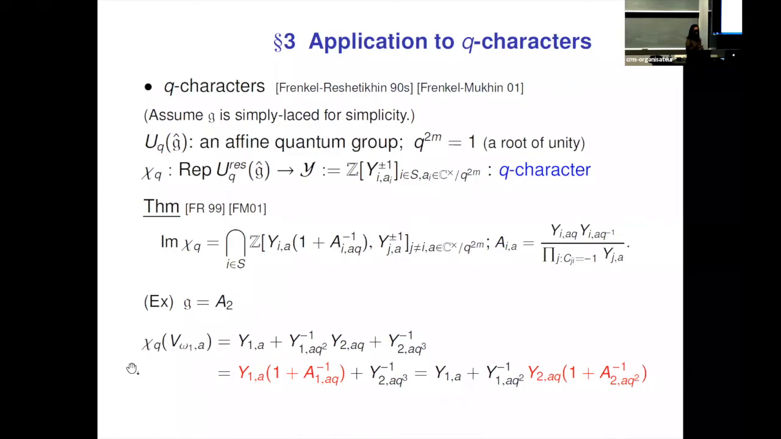The representation of quantum groups is parameterized by a weight and a non-zero complex number a. In this case, we put the fundamental weight omega 1 here. Its image is given by this Laurent polynomial in Y. And actually, this is written in two ways, like this and this. This expression shows that it belongs to the Laurent polynomial ring in Y for i equal to 1, and in this other expression, we see that it belongs to the case i equal to 2. So this belongs to an intersection of two of these things. In this way, they showed this theorem.